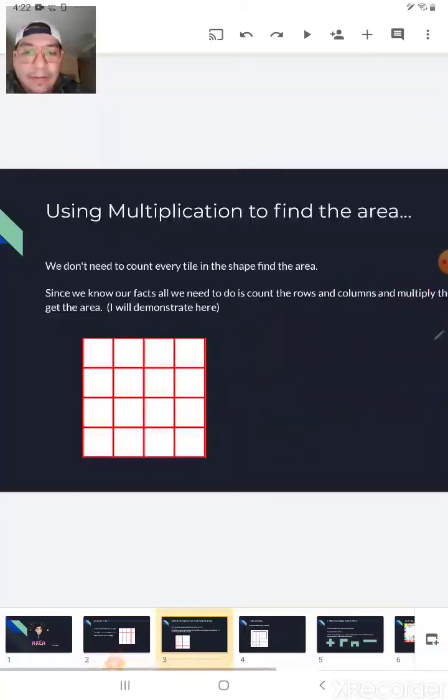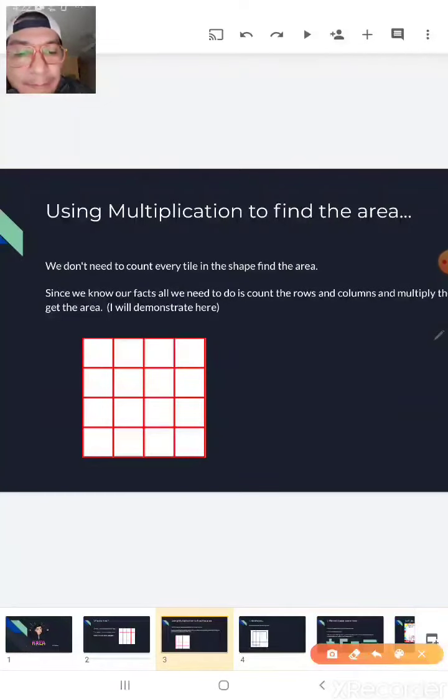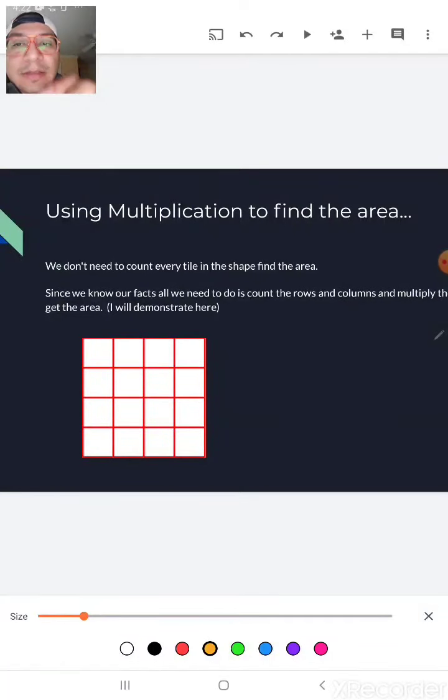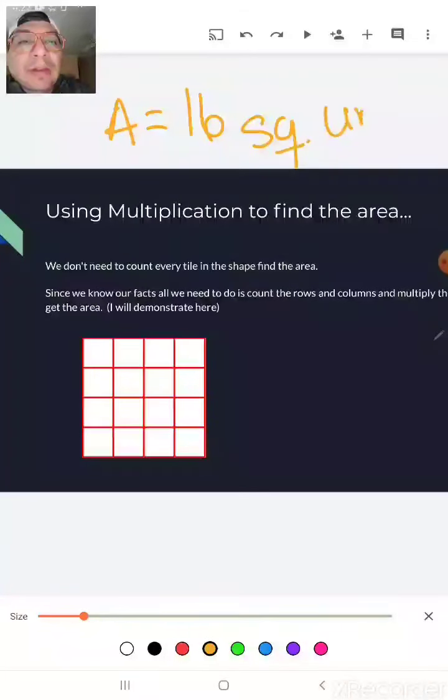16 is our area. I wrote down 16. Not only that, it's square units, because they're squares and they're unit squares that we're counting. So its area is equal to 16 square units.